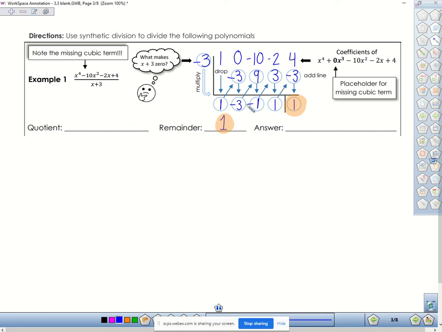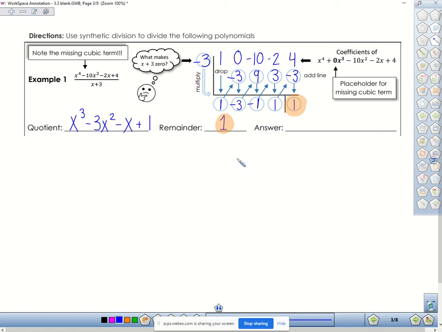So how you write out your answer? This is the coefficient of x to the 3rd, which is 1. So it's just x to the 3rd. This is the coefficient of x squared, so negative 3x squared. This is the coefficient of the x, which is just negative x, negative 1x. And then the last one, the one closest to your remainder, is always your constant term.